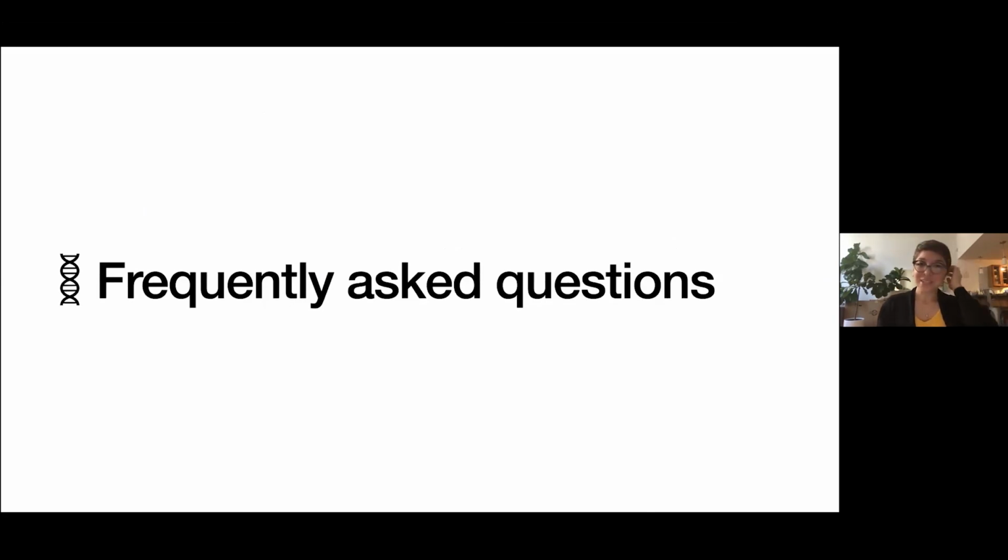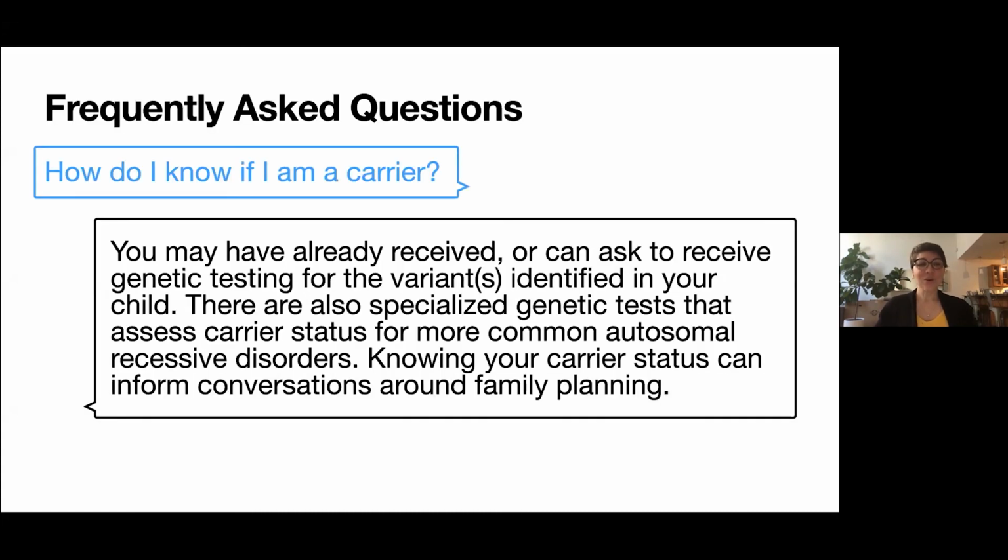All right, I wanted to switch gears a little bit into reviewing some of the frequently asked questions, in addition to any questions that you might have. So one question: how do I know if I'm a carrier? We talked about that in many cases, a child who has an autosomal recessive condition will have two parents who are carriers. But in genetics, we never say never. We're always surprised and we're always learning more. And so we do often recommend genetic testing for parents. So you may have already received this testing, and if not, you can certainly ask for it from one of your providers.